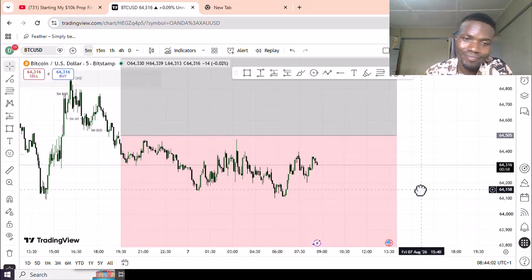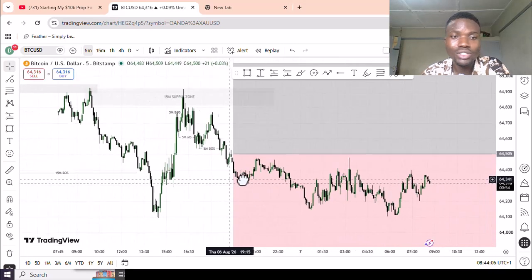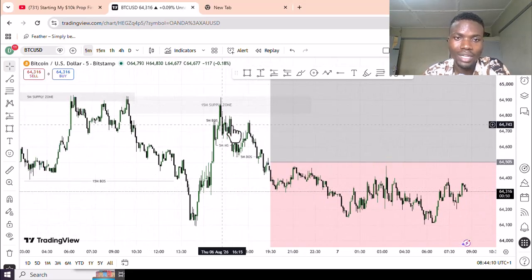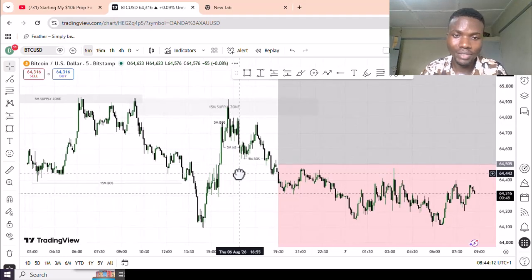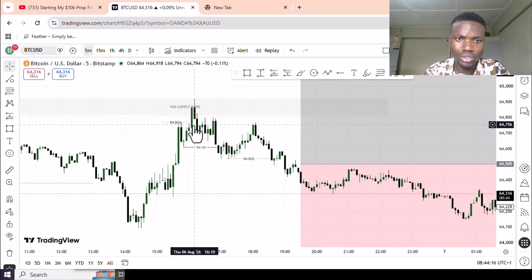So I know that this is going to be a profitable trade. I know that. You can see we have a break of structure to the upside.